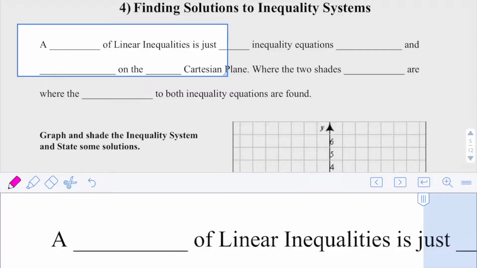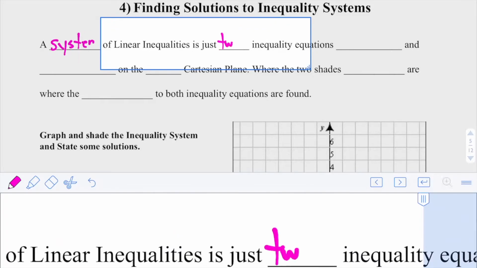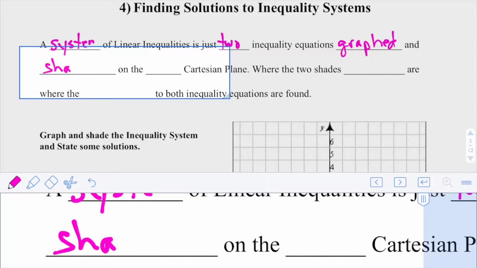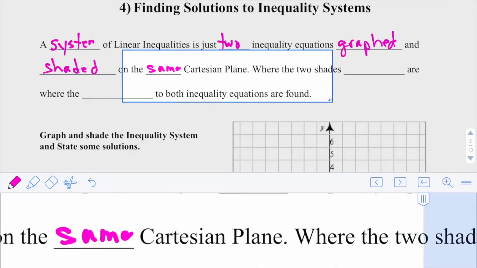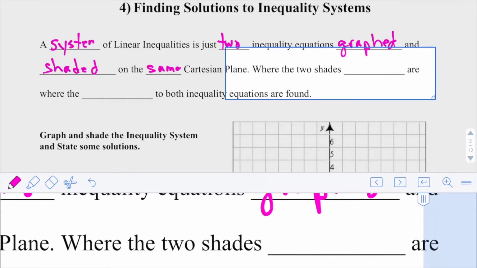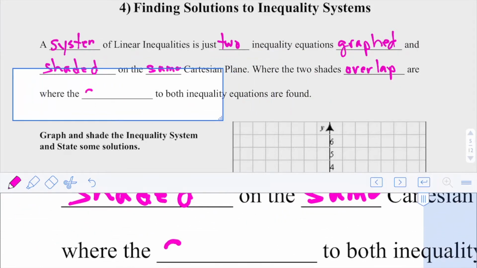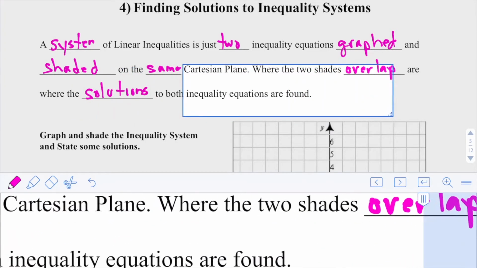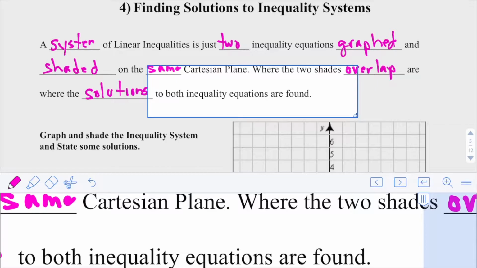Check off your booklet. A system of linear inequalities is just two inequality equations graphed and shaded on the same Cartesian plane. Where the two shades overlap are where the solutions to both inequality equations are found. So what this means, in other words, is when you shade the inequalities, the ordered pairs that lie in the shade of both of them, where they overlap, that's where the solutions are for both equations, which means that's where the solution of the system is as a whole.